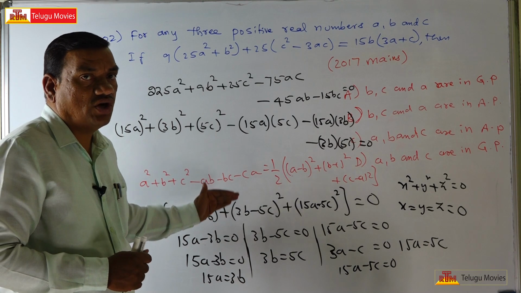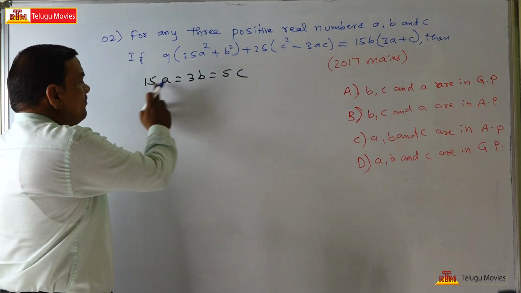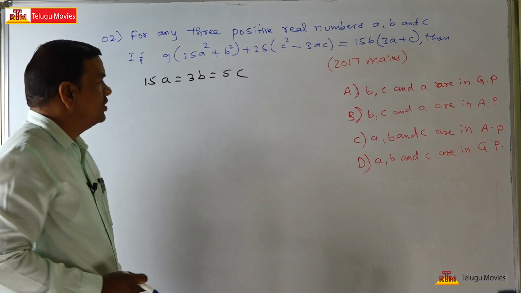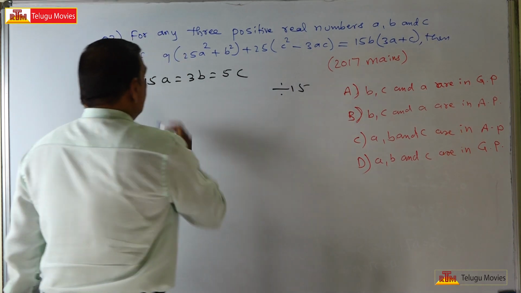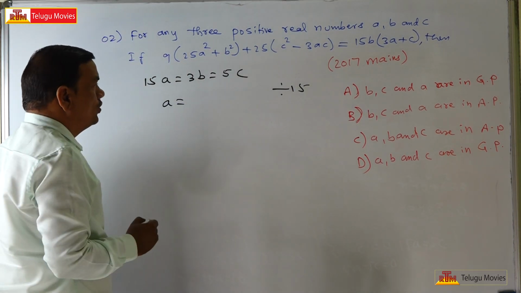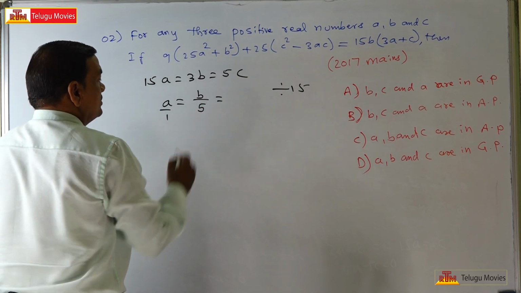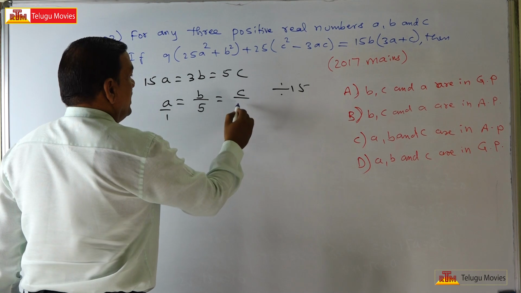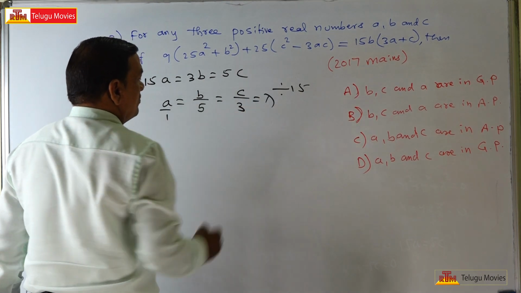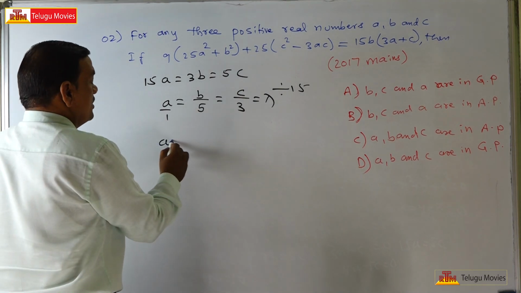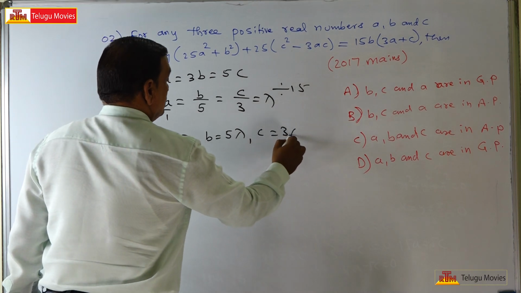Okay. So let us continue our problem. So dear students, welcome to the remaining solution. So here 15, 3, 5 are there. So we can divide with 15. So this is a by 1 is equal to b by 5 is equal to c by 3. Okay? So let us call it some lambda. So a is equal to lambda, b is equal to 5 lambda, c is equal to 3 lambda.